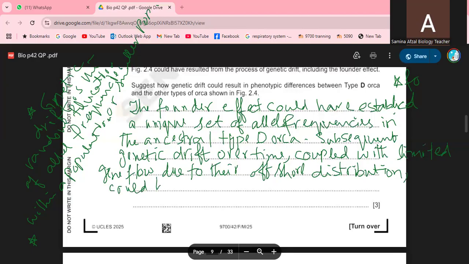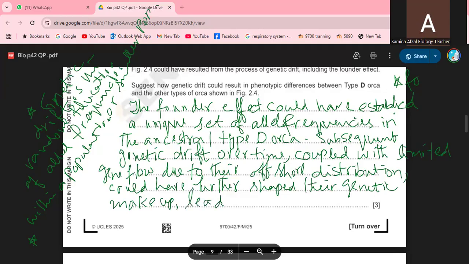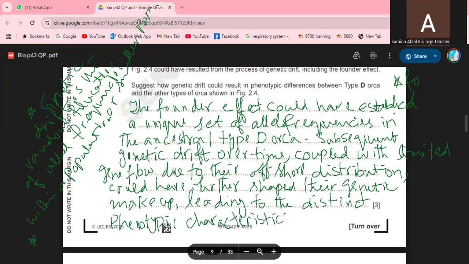So this could have further shaped their genetic makeup, leading to the distinct phenotypic characteristics observed in type D.